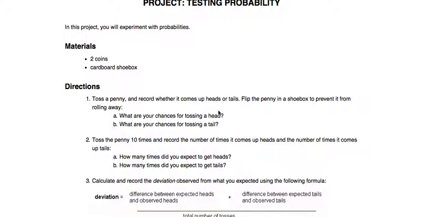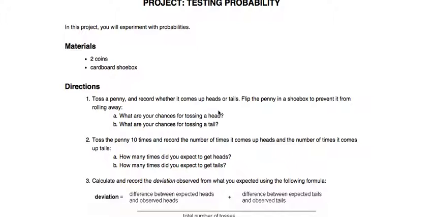You're going to discuss what the chances are of tossing heads and tossing tails. We just discussed that: you have one coin, a head side and a tail side. Probability being the chance that a random event will happen independently, that's essentially what you're going to be recording for that answer. Secondly, number two, you're going to toss that coin 10 times and record the number of times that it comes up heads and the number of times that it comes up tails.